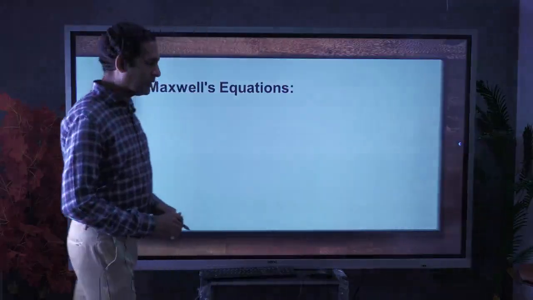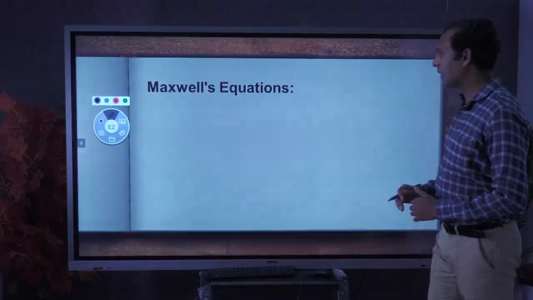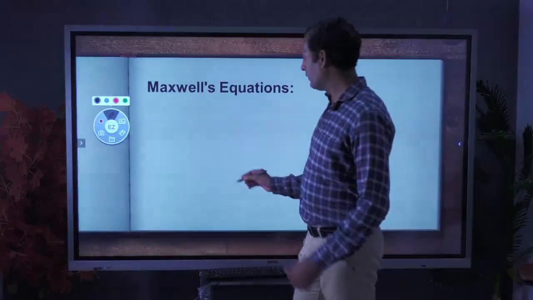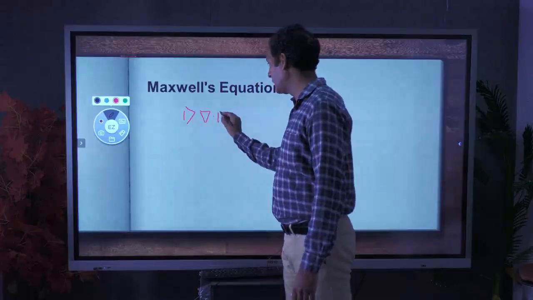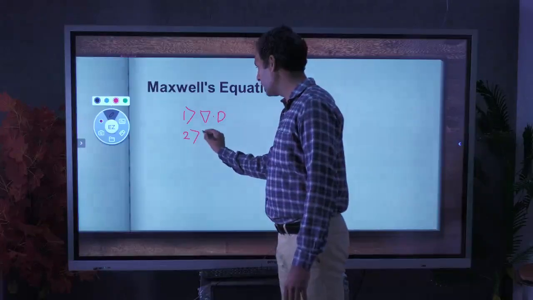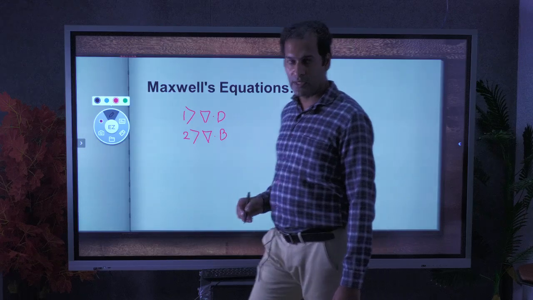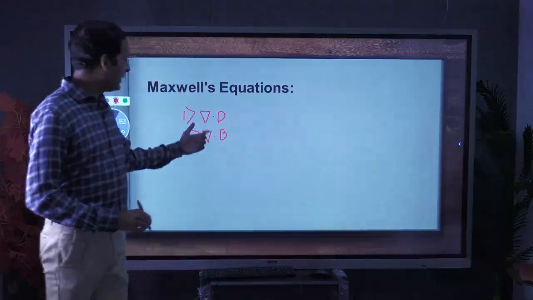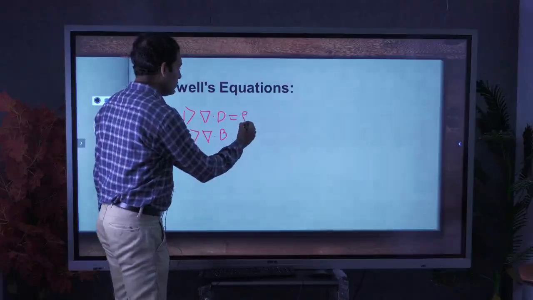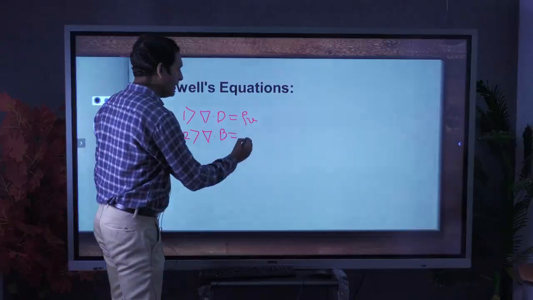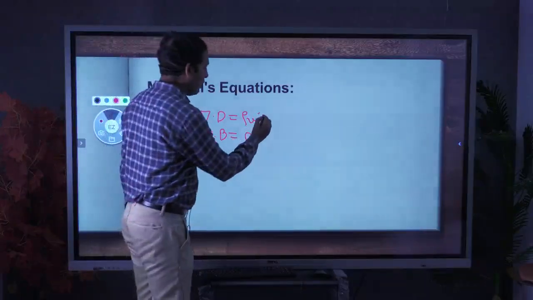In the last session we discussed two Maxwell's equations related to electric and magnetic flux. The first equation was del dot D, and the second equation was del dot B. Both of them used the divergence theorem, and both are related to the densities. We have seen that del dot D is equal to rho V and del dot B is equal to 0. Both of them are based on Gauss law.